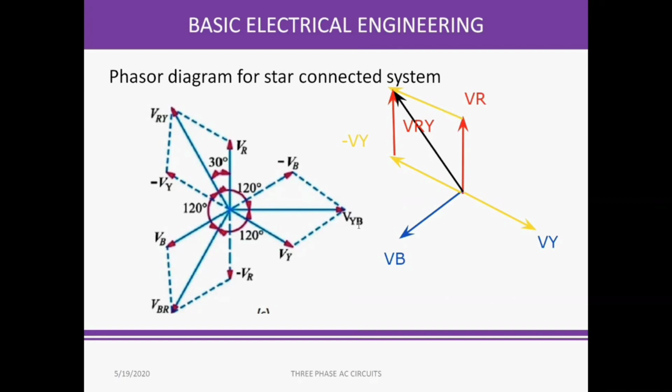Similarly, you can complete it for YB. Y is here, so project B in the other direction. So it is minus VB. Complete the parallelogram, and the resultant will be your vector, which is nothing but VYB. Similarly, you can plot the other voltage vectors. So the line voltage is obtained from the phase voltage.